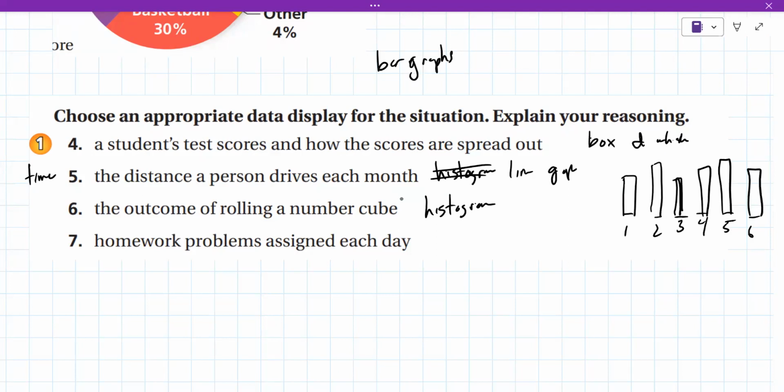All right, so homework problems assigned each day. Those are categories, right? It's just a count. Like, on Monday you got 10, on Tuesday you got 15, on Wednesday you got 12. No, well, they are categories though, because for the bar graph, the category is the day.